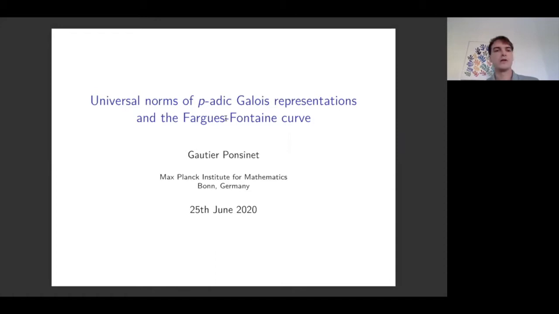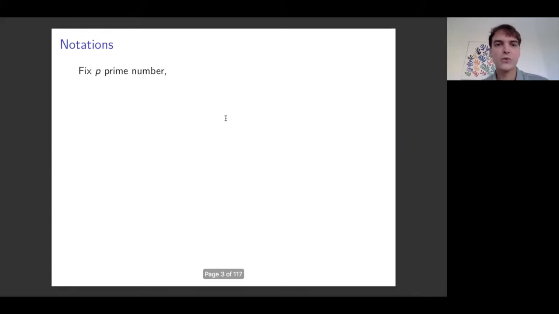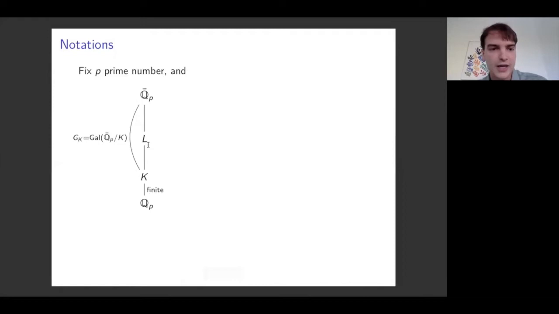I will fix some notation for the rest of this talk. We fix a prime number p, and we consider the field of p-adic numbers, Q_p, and we fix an algebraic closure. Inside this fixed algebraic closure, I will consider a finite extension K and an intermediate extension L. L can be anything, but in the case of interest, it will be an infinite extension of K. I will also denote by G_K the Galois group of K, and G_L the Galois group of L. We will also need later on the completion of all these fields. So C_p will be the completion of Q_p bar for the p-adic valuation topology, and L hat will be the completion of L.